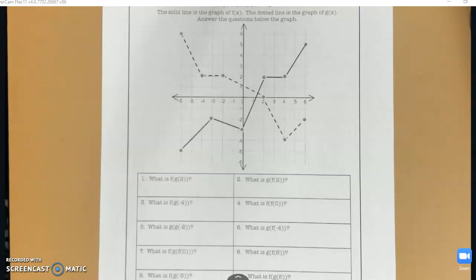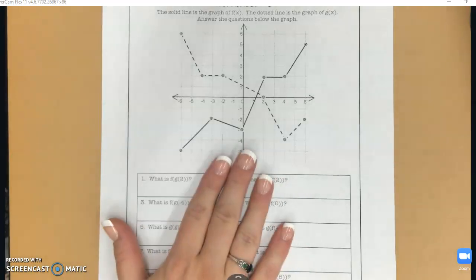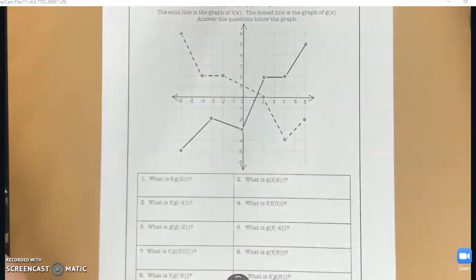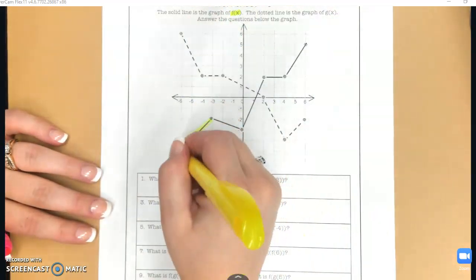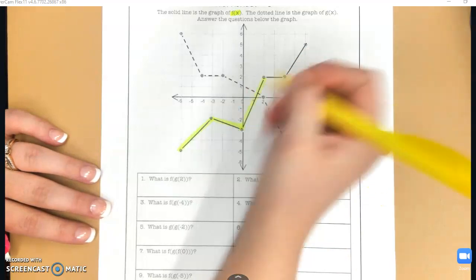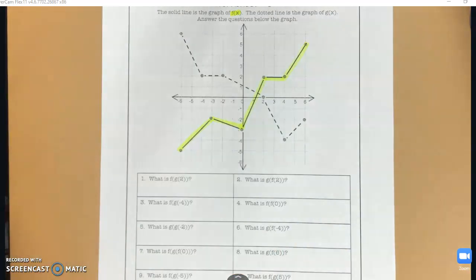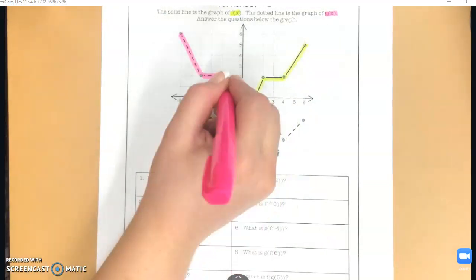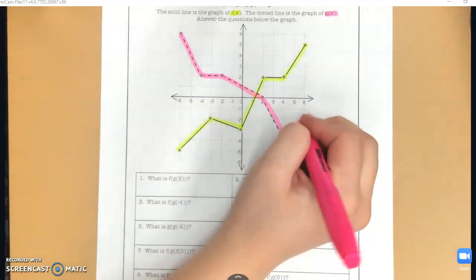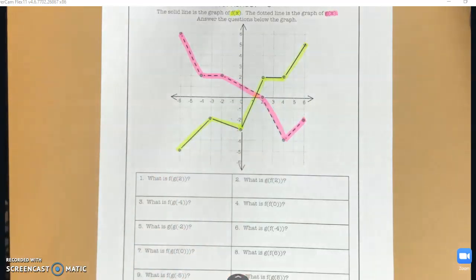Right, we are looking at composition yet again today, and today we're going to be looking at them when we're given function graphs and tables of values. So what we have on this graph here is the graph f of x, which I am going to highlight yellow. That is our solid line. So this is f of x. And then we have g of x, which is our dotted line. And I'm going to go ahead and color code them just to make it even more clear which one is which. And we're going to be using this graph to answer all of these questions.